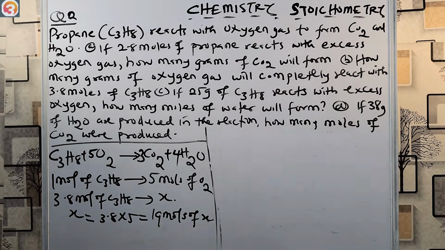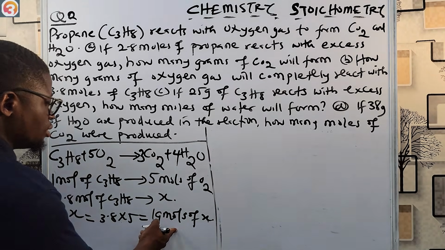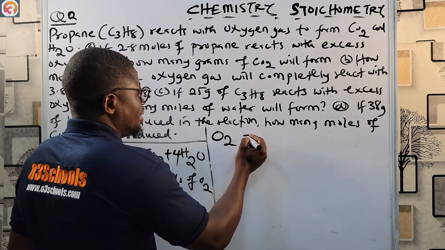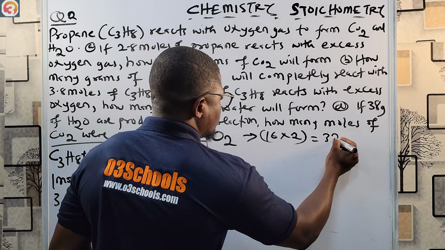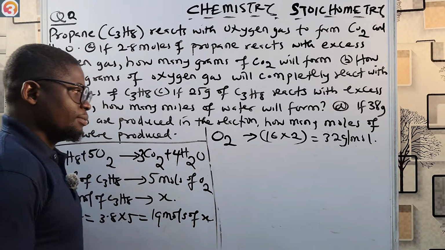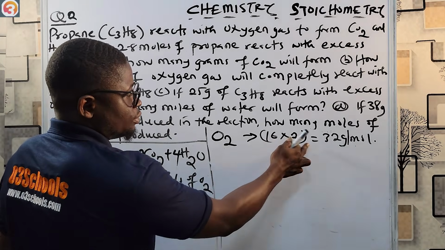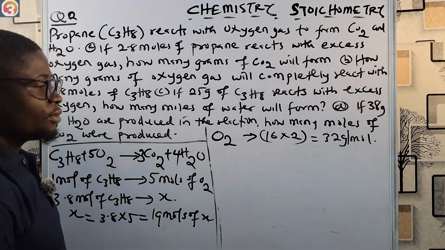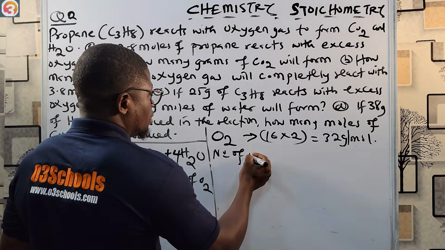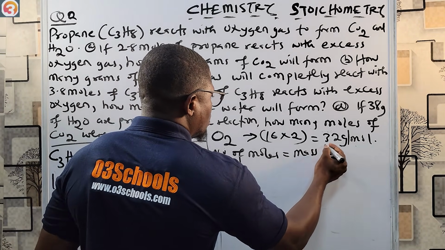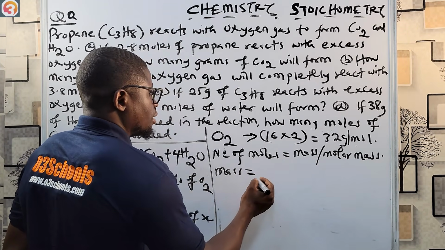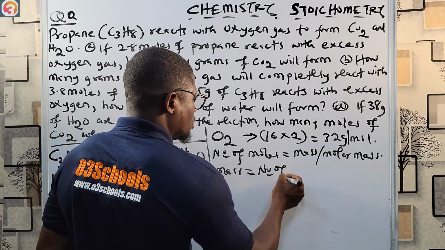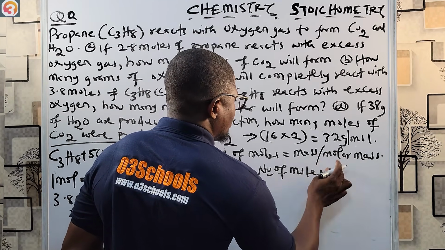So now, having known that, we're looking for the grams, the mass of oxygen that will completely react. Since we know the number of moles, and we know that oxygen is diatomic, the molar mass of oxygen will be O is 16, times 2, which is equal to 32 grams per mole. Now we simply use our number of moles, which is mass over molar mass. That means our mass will be equal to number of moles times molar mass.